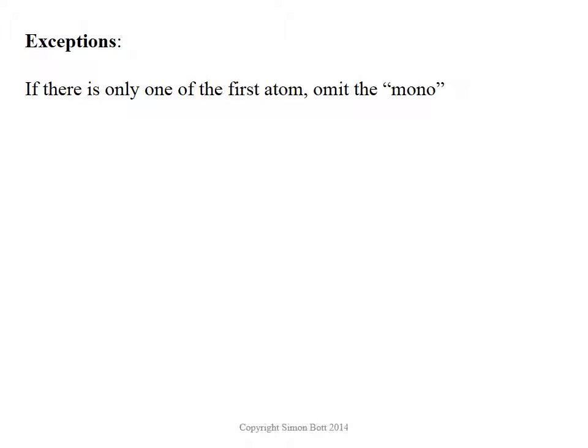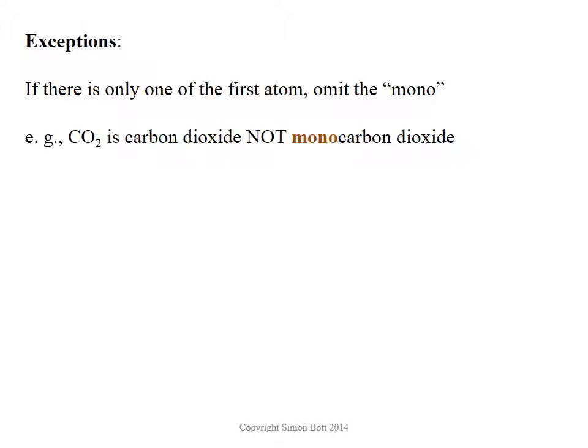the naming. First exception is one that just really goes for convenience in naming. There's no huge sense to it other than it's just how we do things. First one is, if there's only one of the first atom, then you omit the mono just from the first atom. If you've got one of the second atom, you put the mono in, but if only one of the first atom, then you don't put the mono in, except sometimes. So thus CO2 is carbon dioxide, not monocarbon dioxide.